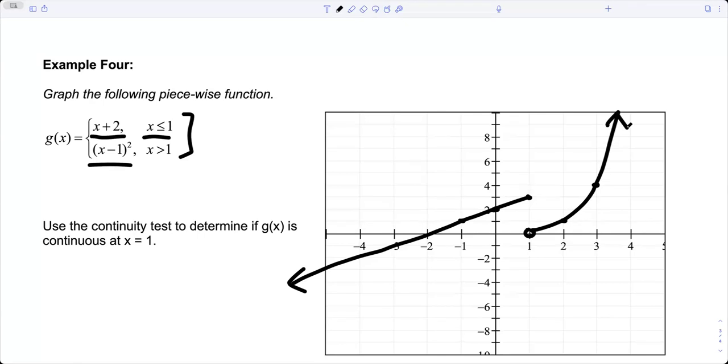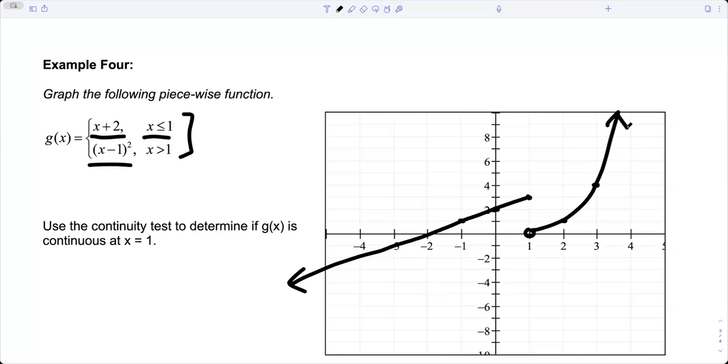Use the continuity test to determine if g of x is continuous at x equals 1. Okay, well, look at it. Is it continuous? No, it's not. All right, but I need to get in the habit of writing out proper mathematical notation. So I'm going to use the continuity test. Hold on, don't look. What's the continuity test say? Does f of whatever the number is exist? Does the point exist? What's next?